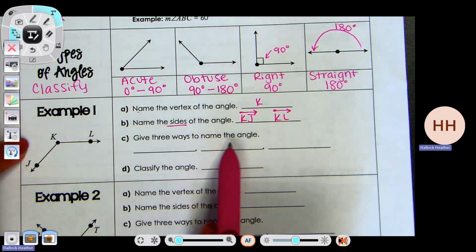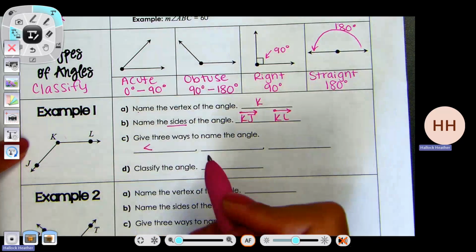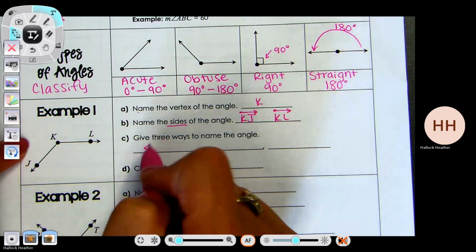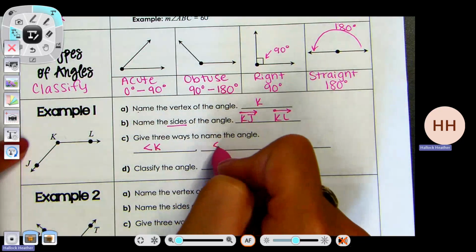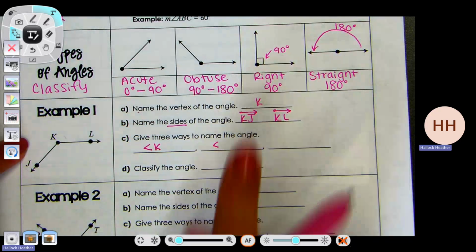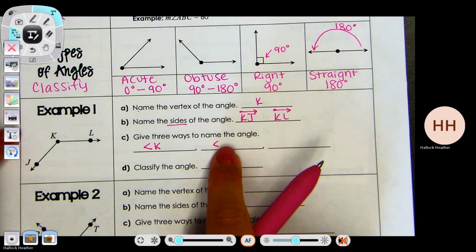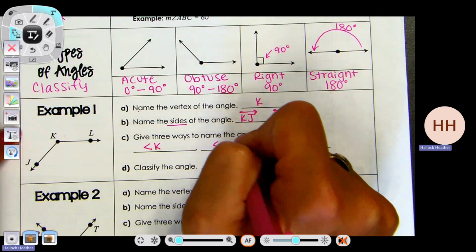There's 3 ways we can name an angle. The first one is the easiest. What is the vertex? Okay, so we could say angle K. That's the one that's least used, least common. And then we can use 3 letters where the vertex has to be in the middle. So what would be one? J, K, L. K is still in the middle.